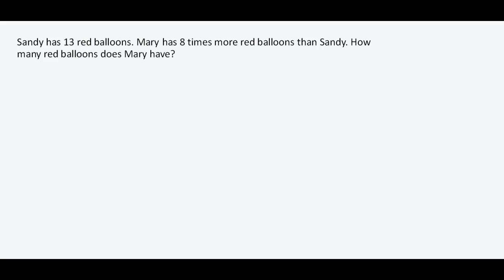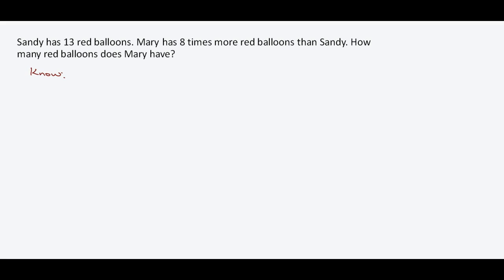So Sandy has 13 red balloons. Mary has 8 times more red balloons than Sandy. How many red balloons does Mary have? So what do we know? Let's start taking note of what we know.